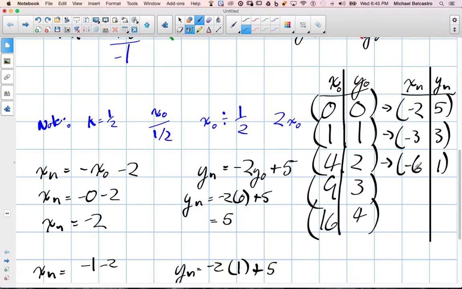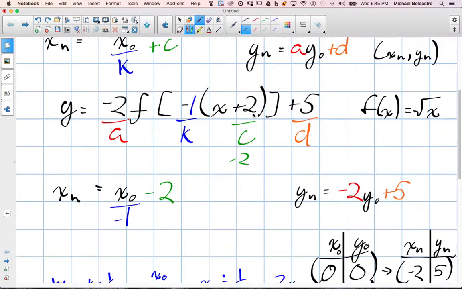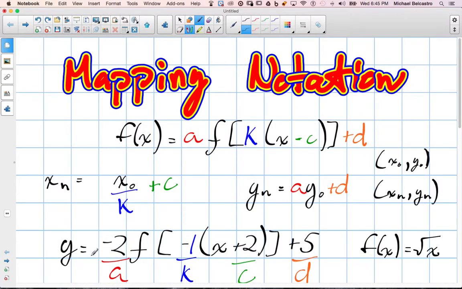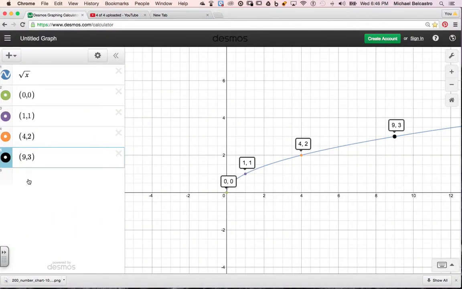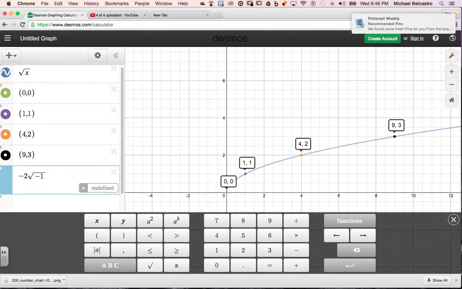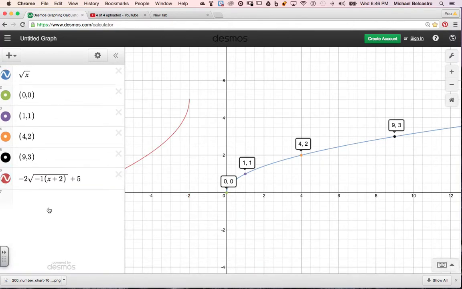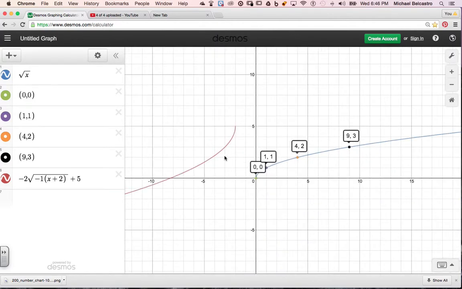Let's test it out. The way we test it out is by going up. There's my equation. I'm going to plug this equation into the graphing calculator. So negative 2, negative 1, 2, and 5. So our function is negative 2 square root of negative x plus 2, plus 5. Great, you have it there. Okay, so here's our new function.